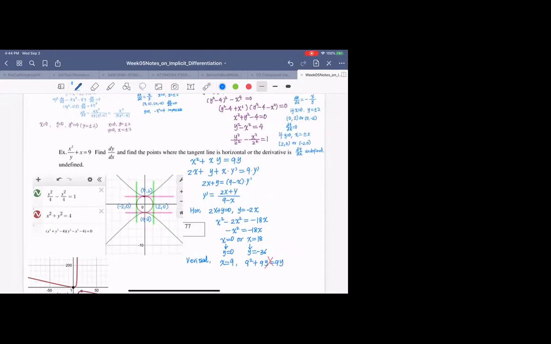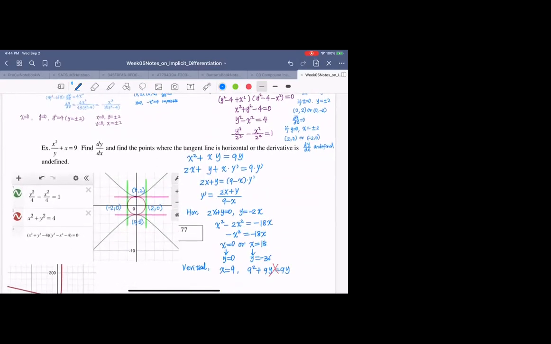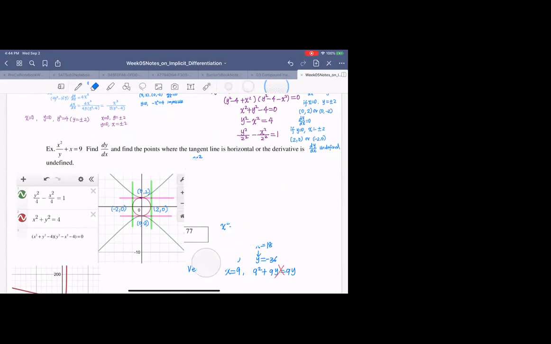Okay. Now let's do the last one, okay? Yeah. Let's try this one, okay? Again, I'm going to hide my answer also. Follow the same way. You use the implicit method.